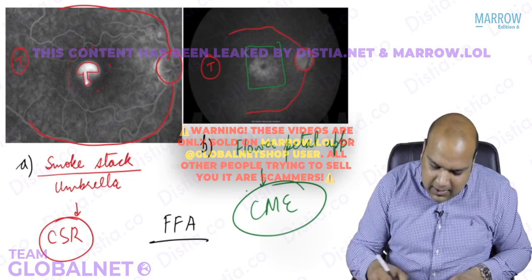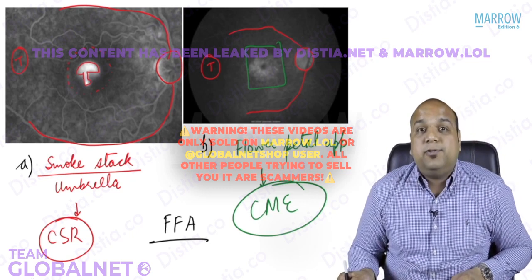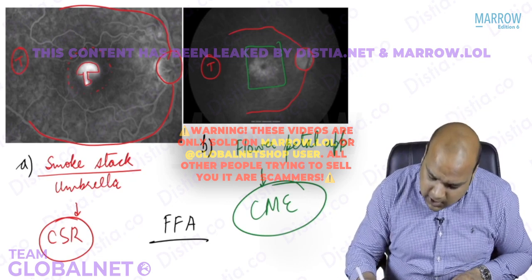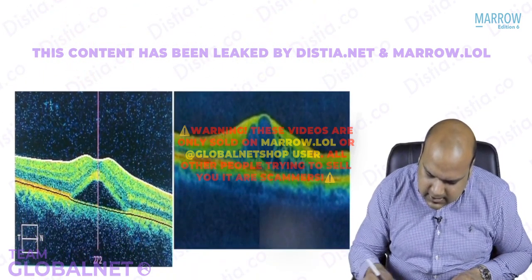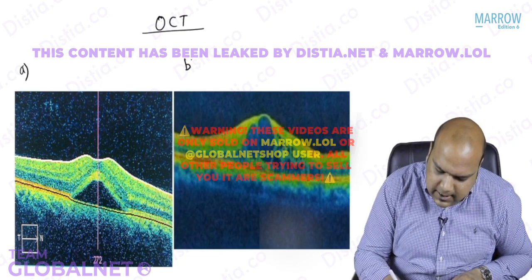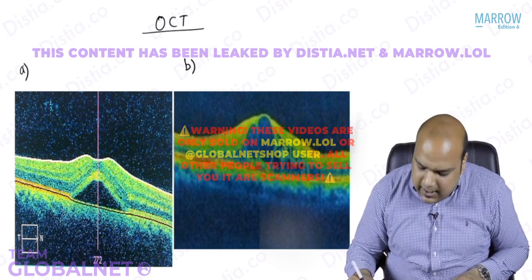Yes? Now, let us see the images of OCT also. We said another investigation, OCT, can be used to differentiate in chronic cases. Yes. So now let us see the images of OCT. Now, in OCT images also we have two sets of images, A and B. Let us see the A image.